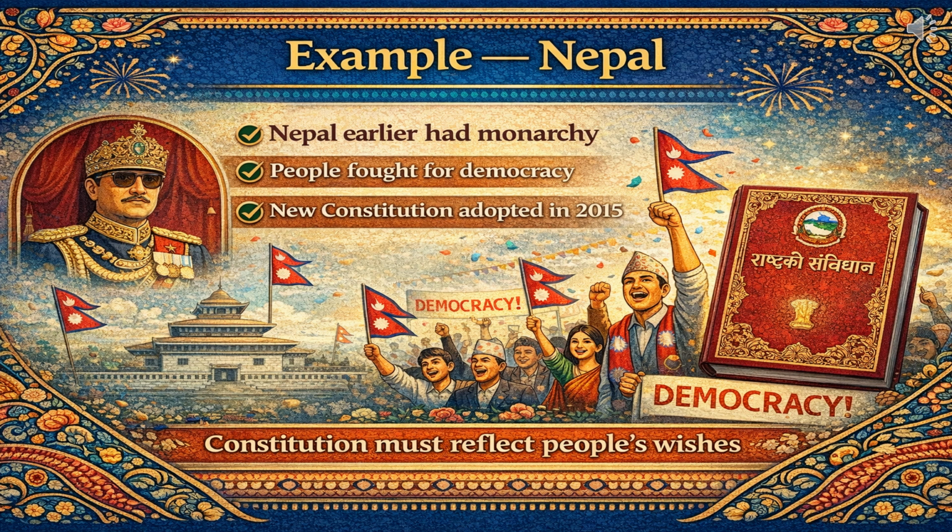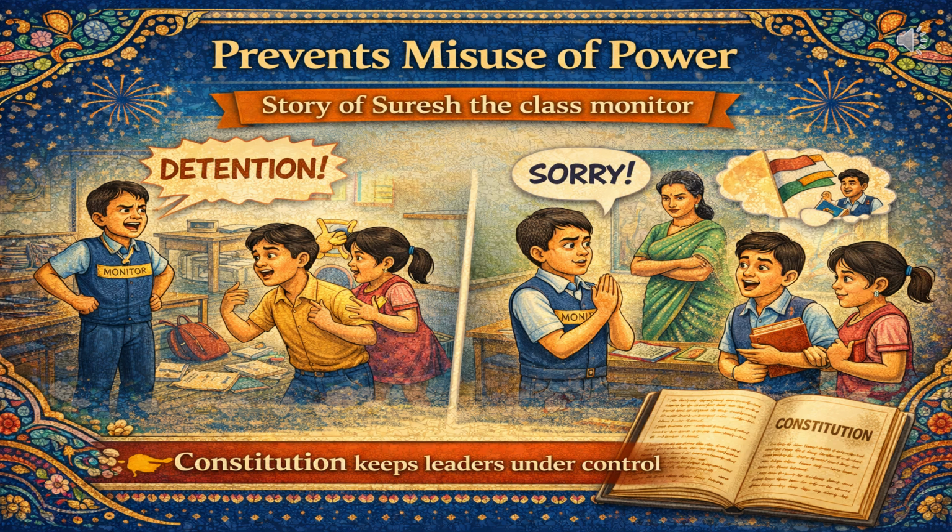Now let's see what happens when power is not controlled. Imagine Suresh is the class monitor. If Suresh starts misusing his power, punishing students unfairly, what will happen? The class becomes unhappy and unfair. This story teaches us something important. Power can be misused. That is why we need the Constitution. It keeps leaders under control.